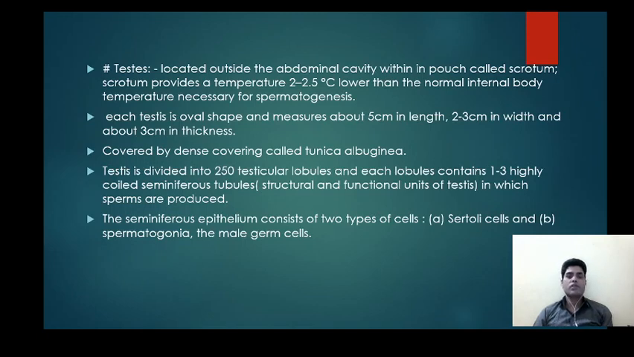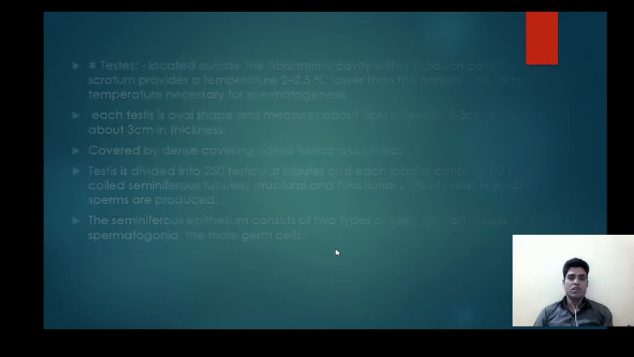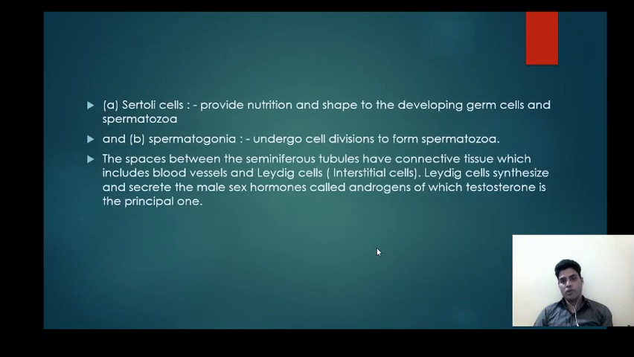Why is it known as the structural and functional unit of the testis? Because it is the site where spermatogenesis takes place. That means the sperms are produced in the seminiferous tubule. Now the structure of the seminiferous tubule: it consists of seminiferous epithelium, which has two types of cells. One is known as Sertoli cells and the second is the spermatogonia. Sertoli cells are associated with providing nourishment to the developing spermatogonia, and spermatogonia are the male germ cells which undergo cell division and produce spermatozoa.